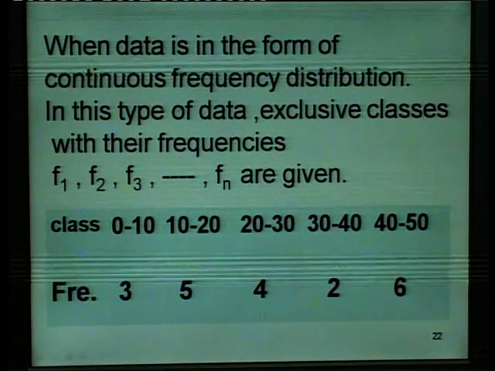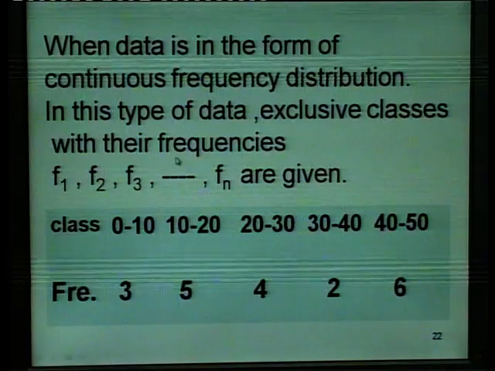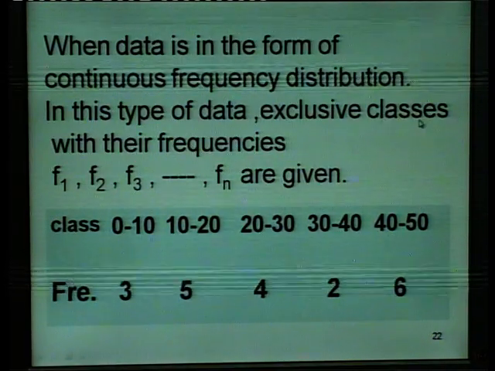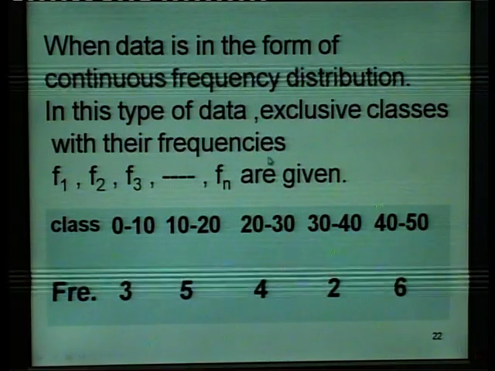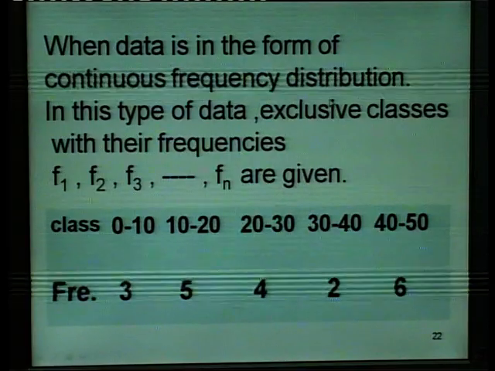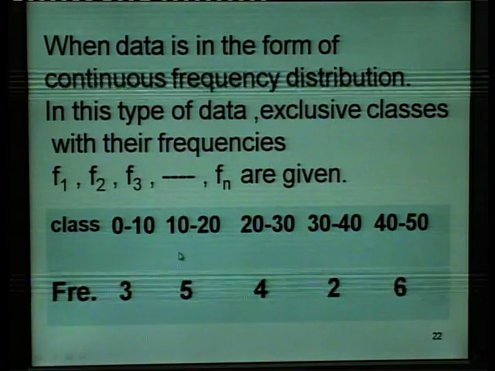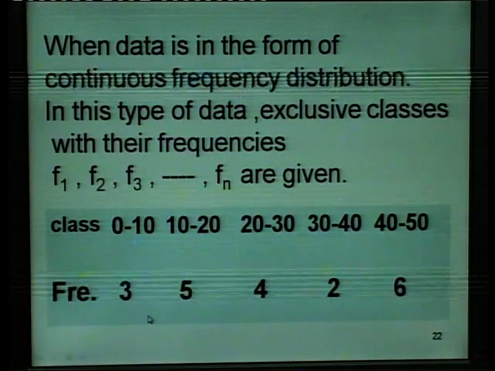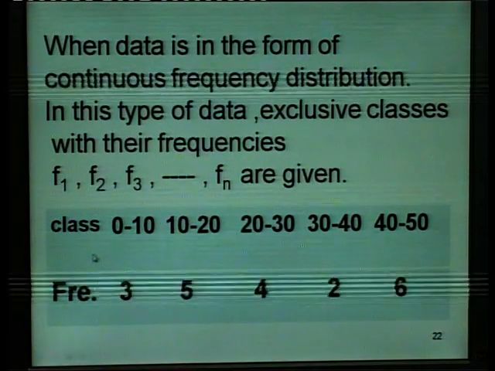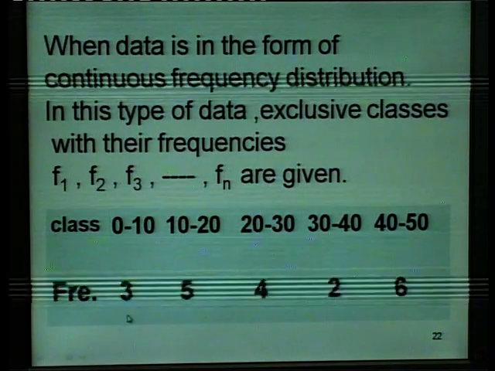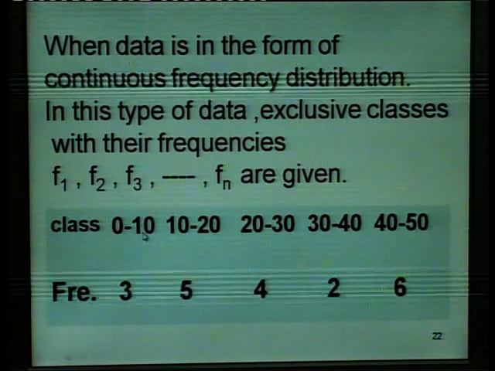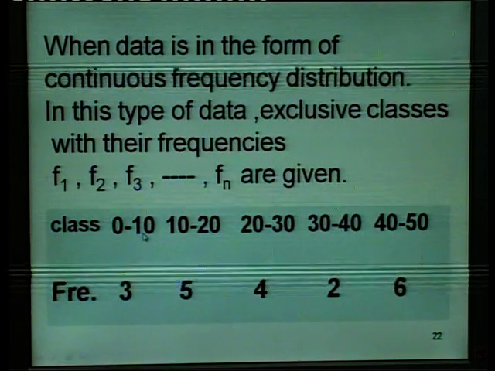When data is in the form of continuous frequency distribution, first we must have exclusive classes given with the frequencies. Now, what is a continuous frequency distribution? Here classes are given and the corresponding frequency is given. That is called continuous frequency distribution. One row is class 0 to 10 with corresponding frequency 3. That means 3 numbers lie between 0 to 10. 0 is included, but 10 is not included.